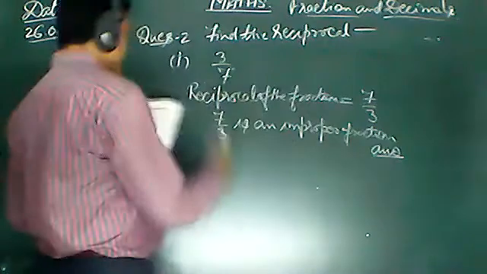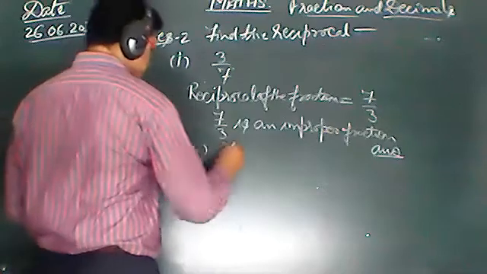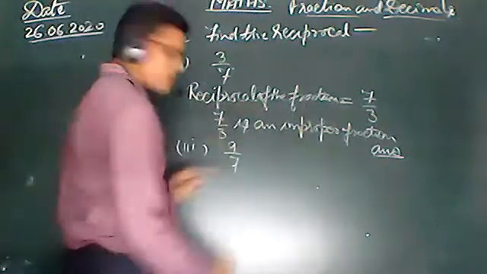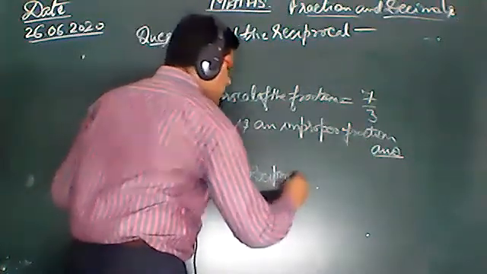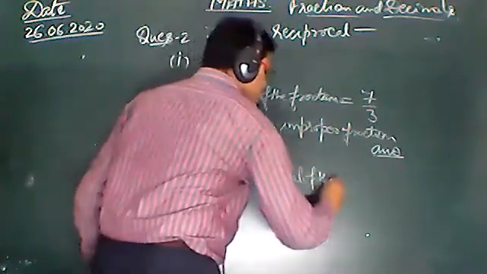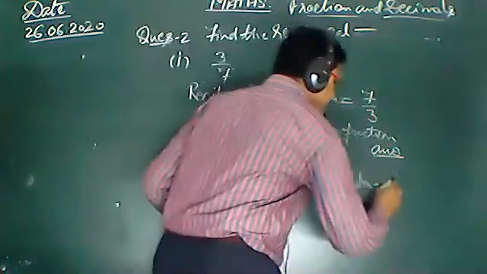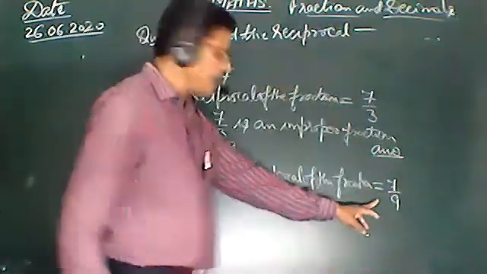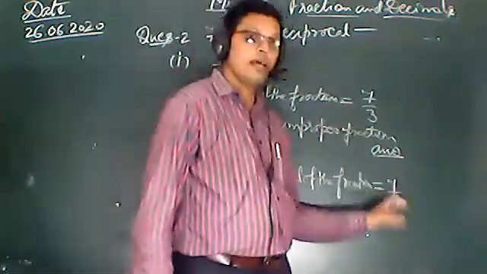Take the other part. This is the third part of this question: 9 by 7. First, we write the reciprocal of the fraction. Reciprocal of the fraction equals 7 by 9. This is my first answer. And 7 by 9 is a proper fraction because the numerator is less than the denominator.